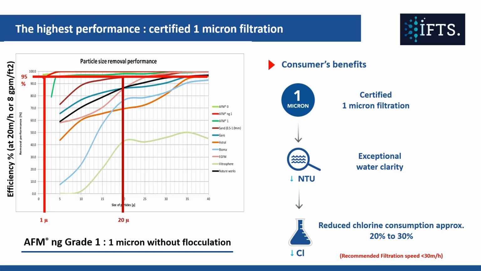So think back a few slides when I was asking you to remember that figure of the Cryptosporidia oocysts at 5 micron. With sand filtration, these are just passing straight through a filter, whereas with AFM-NG, we are creating a barrier. We're capturing those Cryptosporidia oocysts before they're allowed to enter back into the pool, and then they can be gotten rid of through the backwash procedure.